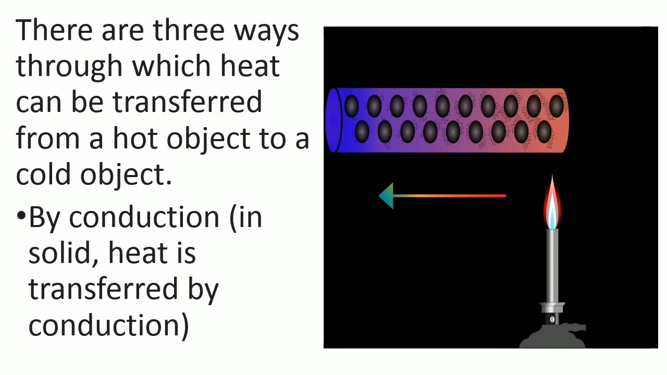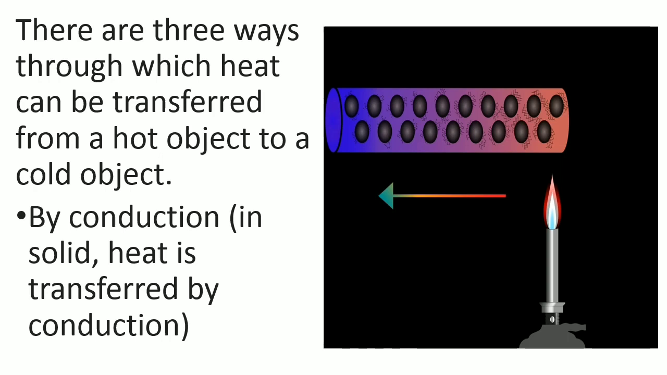So now that you know how the heat transfers, we will see the ways through which heat can transfer. So there are three ways through which heat can be transferred from a hot object to a cold object. The first one is called conduction. Now the conduction process only happens in solids.